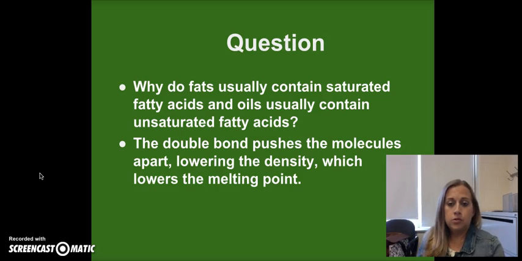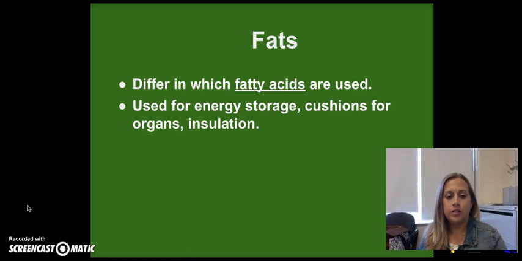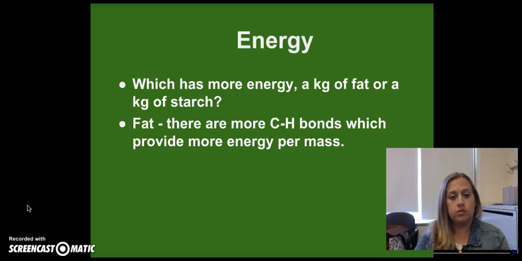Alright, so why do fats usually contain saturated fatty acids, whereas oils usually contain unsaturated fatty acids? It happens to be that the double bond pushes the molecules apart. It lowers the density, which then lowers the melting point. So at room temperature, oils are going to be liquid. Alright, so fats are going to be different based on the fatty acids that are used to create the fat. And when we talk about fats, they are going to be used for energy storage, they're cushions for organs, and they're also used for insulation.